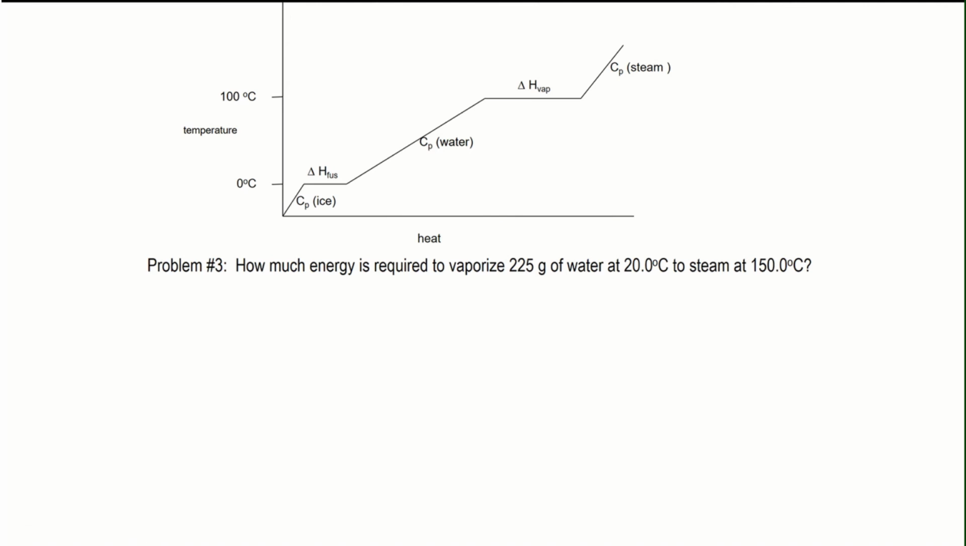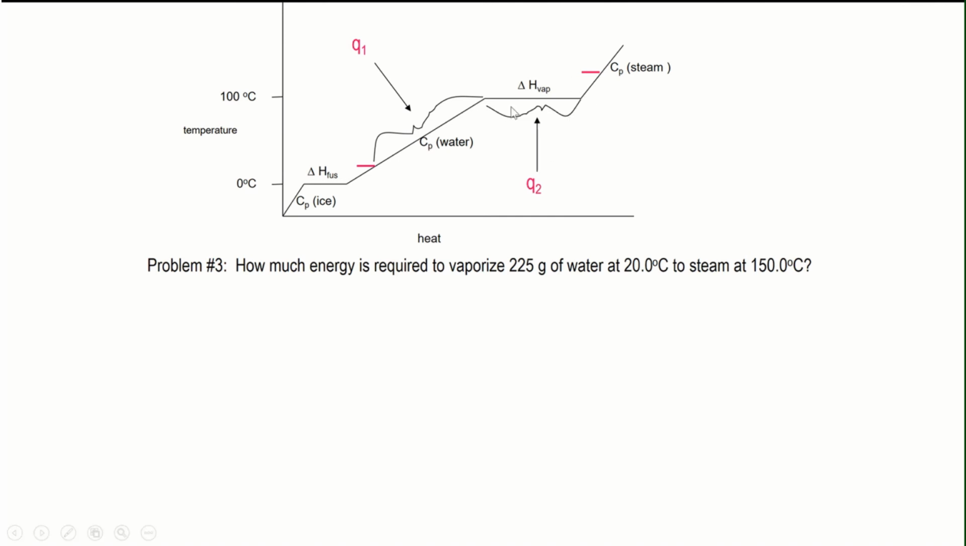Another example problem. How much energy is required to vaporize 225 grams of water at 20 degrees Celsius to steam at 150 degrees Celsius? Again, having my heat curve is going to help me set up this problem, and remembering where water turns to steam, what temperature that boiling point is. So we'll start here. Our first energy goes from 20 degrees Celsius up to the boiling point, 100 degrees Celsius.